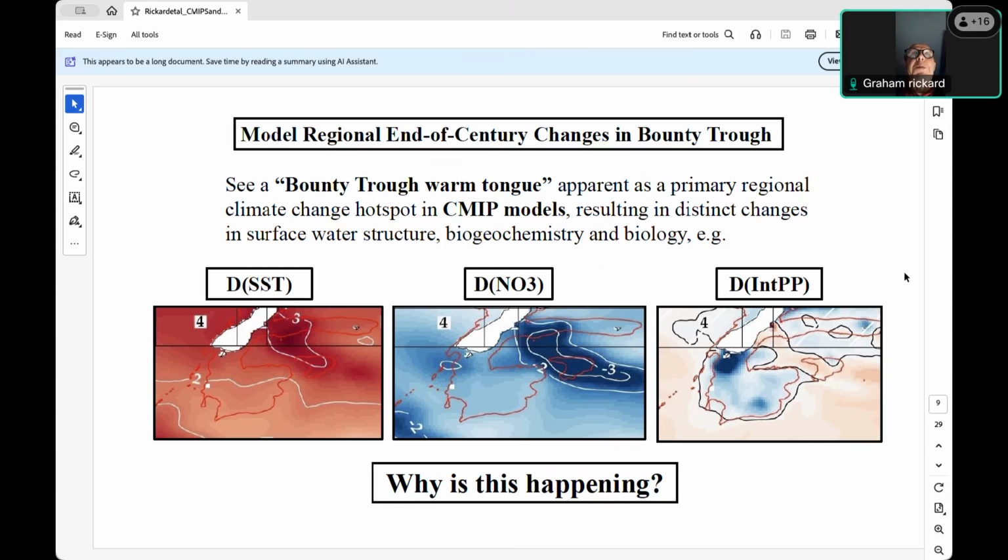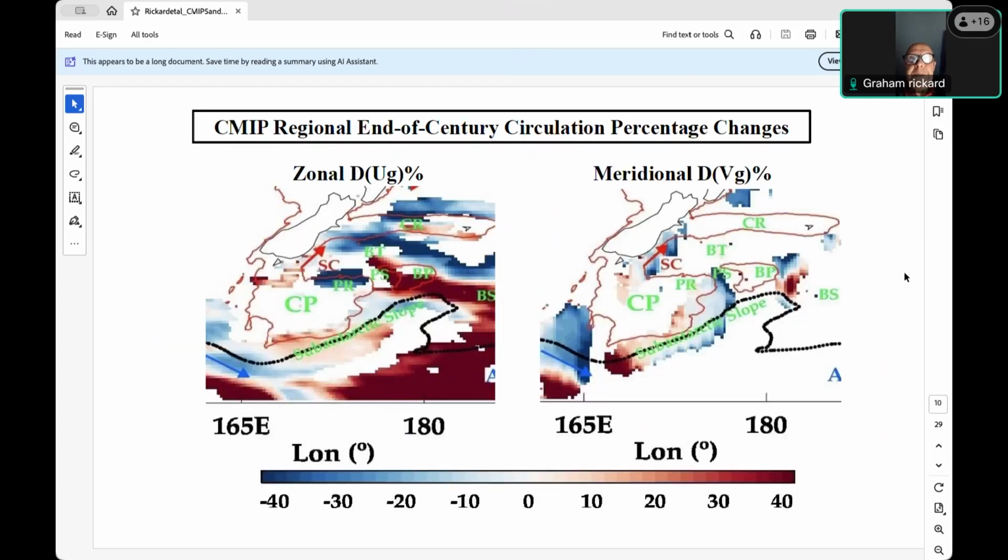And so we were quite mystified when we saw this. I thought it was the specific models we were looking at. So the real question is, why is this happening at all? So next one, please, Paul.